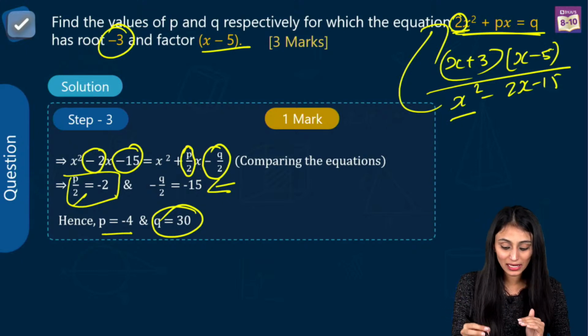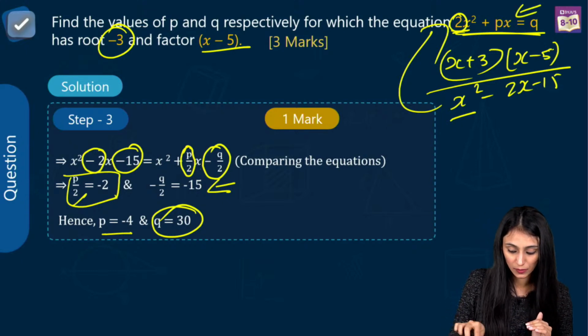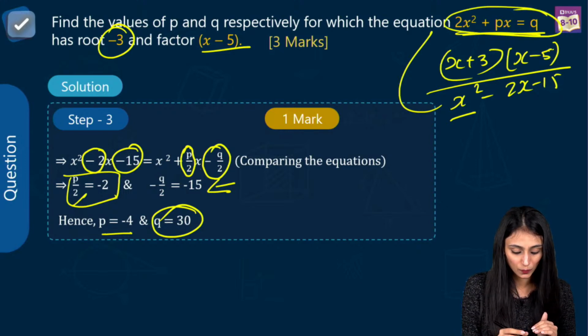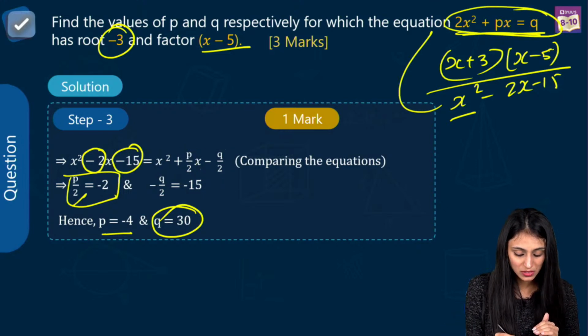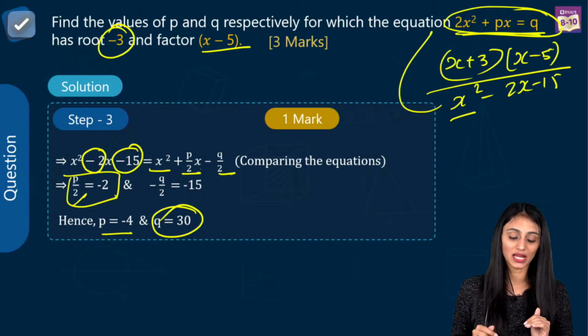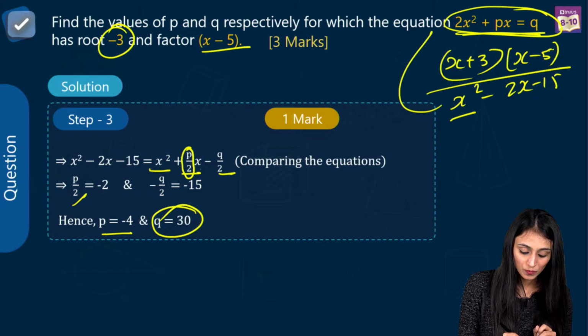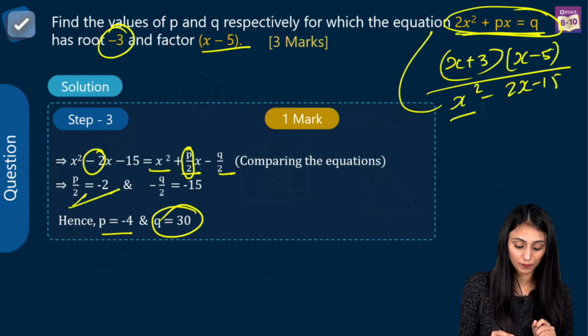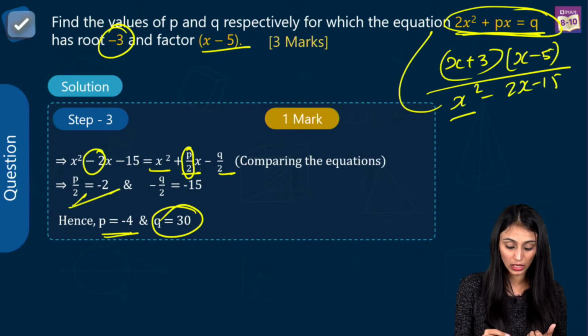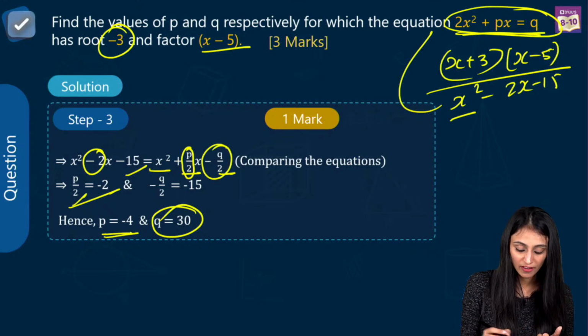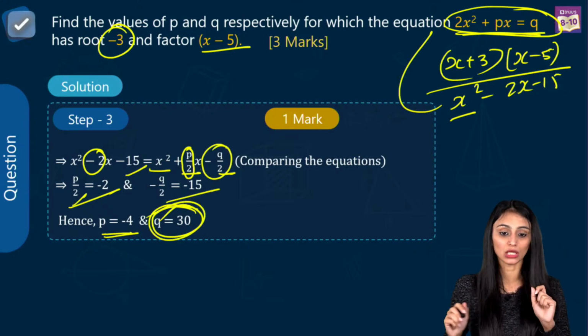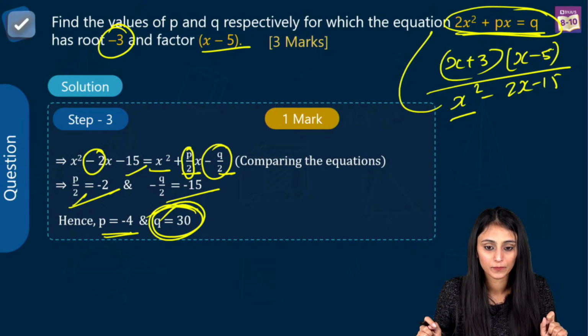To make them same, I'll divide this given equation by 2. Right? When I divide it by 2, it becomes x square plus p by 2 x minus q by 2. Now you can compare them. See, here with x you have p by 2. Here with x you have minus 2. Equate them. You will get the value of p, that's minus 4. Here we have minus q by 2. Here I have minus 15. Equate that, you get q as 30. That's how we are getting it.